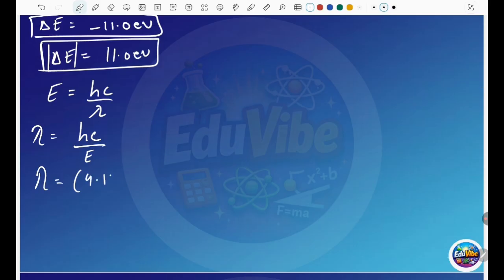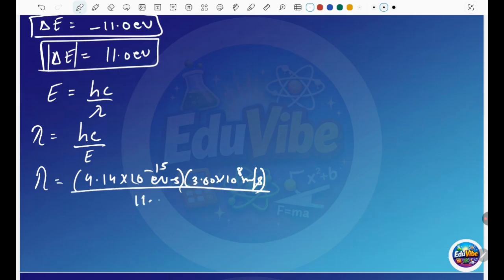So we have 4.14 into 10 raised to minus 15 eV dot second, times 3.0 into 10 raised to power 8 meter per second. We use the same formula. Divide this by the 11.0 eV. When you put the values in, you will get about 112.7.